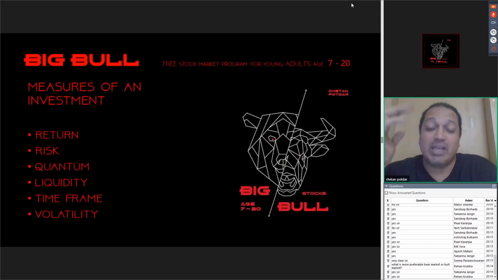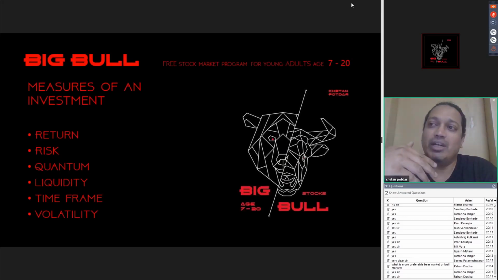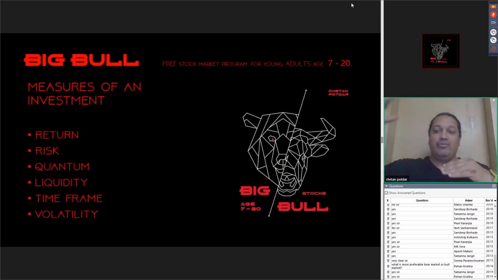Then the fifth is time frame. Time frame is how long you need to keep that investment to make money. Let's say, for example, real estate. You buy real estate right now, you can't sell it off tomorrow because you will not make money, or you can't sell it after 6 months or so because there are tax implications, or you can't sell it off after 1 year or 2 years. So you need a longer time frame to be able to make money in real estate. So the time frame is also important. What is time frame? 1 month, 6 months, 1 year, 5 years, 10 years. That's a time frame. And the last is volatility.